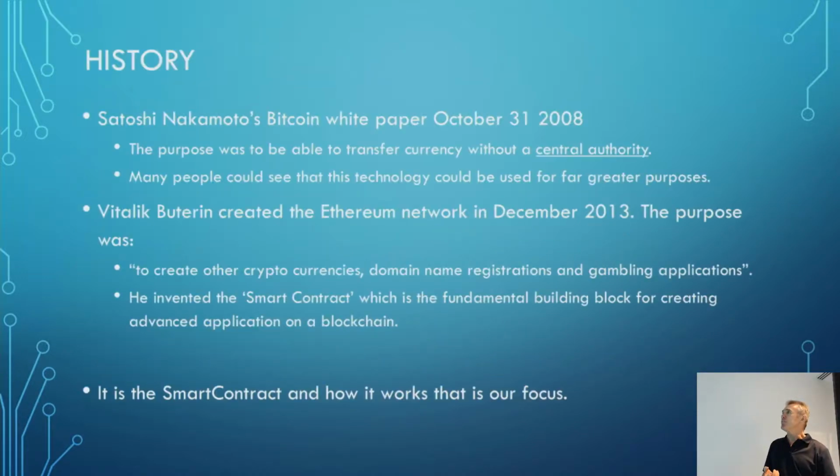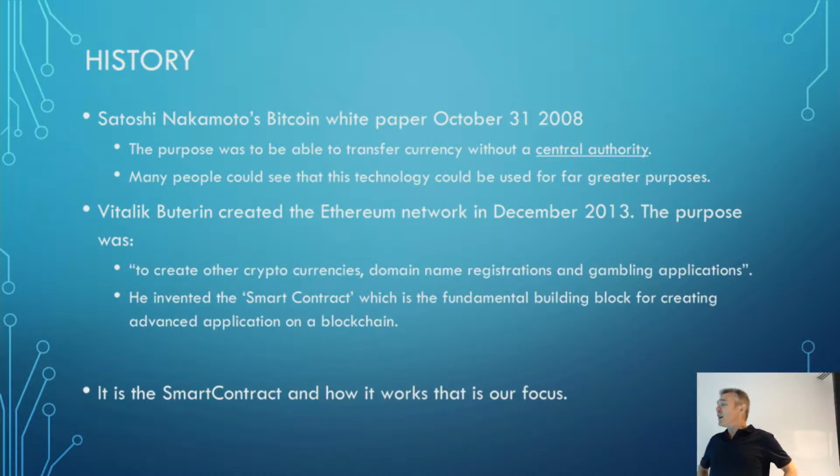A bit of theory. So history. Satoshi Nakamoto created a thing called the Bitcoin white paper in 2008. The purpose for him was to be able to transfer currency without a central authority. And these concepts I will reiterate through the presentation. But many people realized that it could be used for a lot greater purposes.